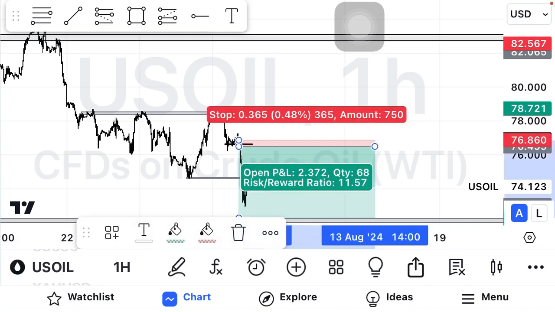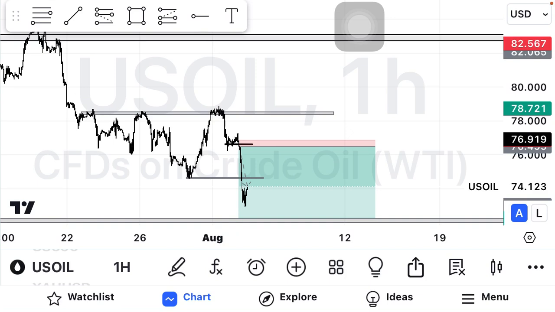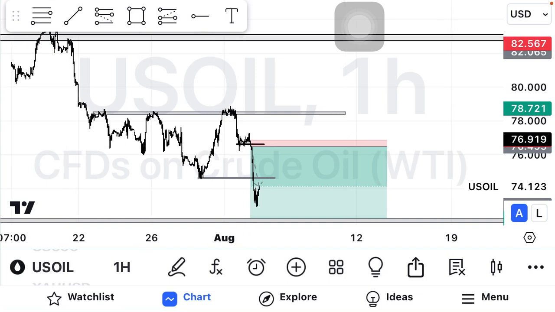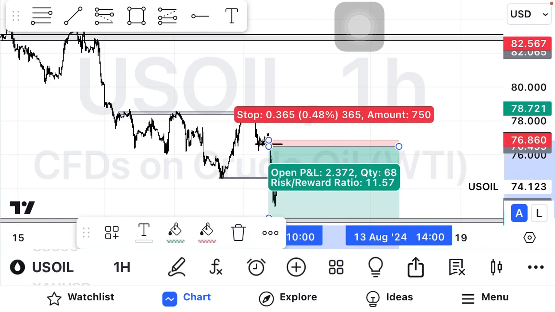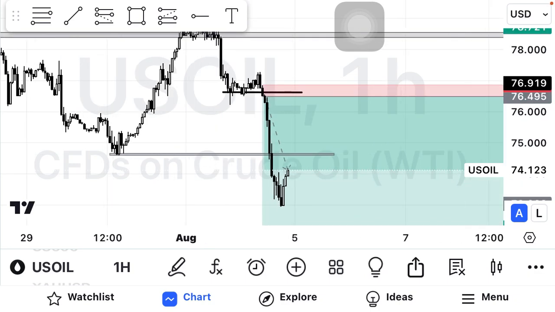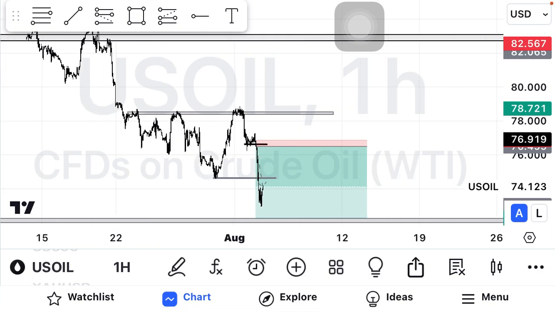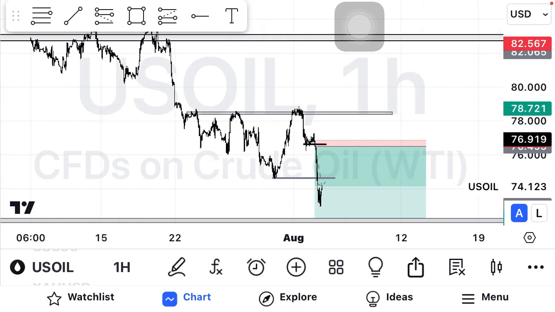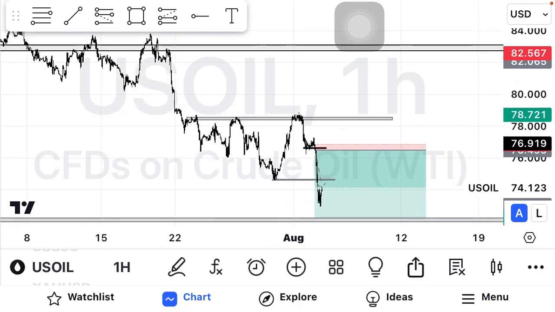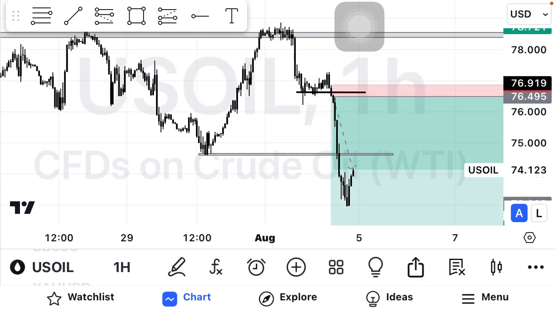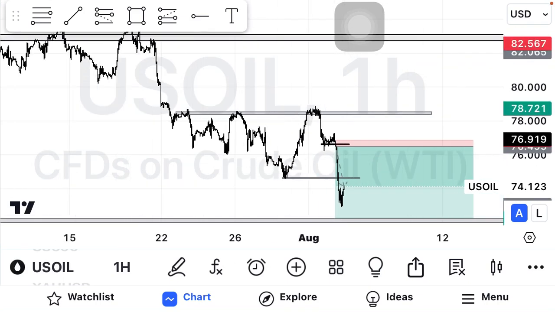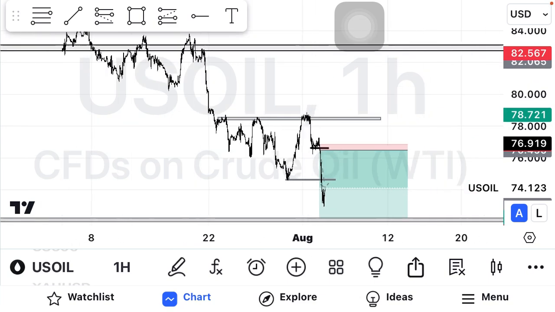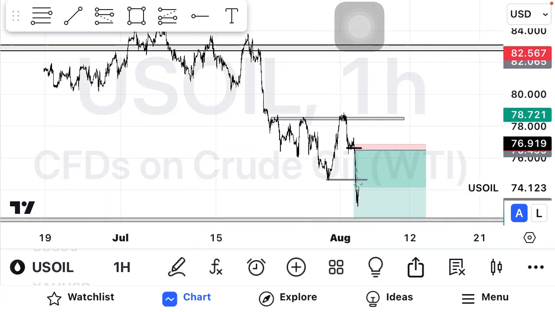So this is a 1:11 risk to reward ratio, and price has come more than half of that risk to reward, and we trust that price is going to hit our TP in the long run. But we are still watching how candles print from Monday throughout the week. So that's all on the US oil.